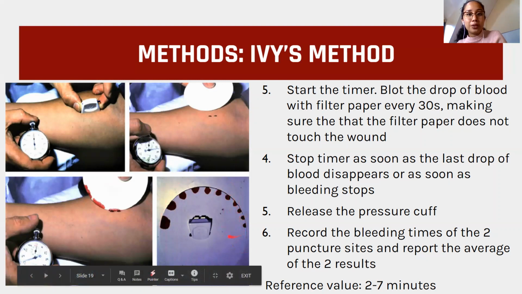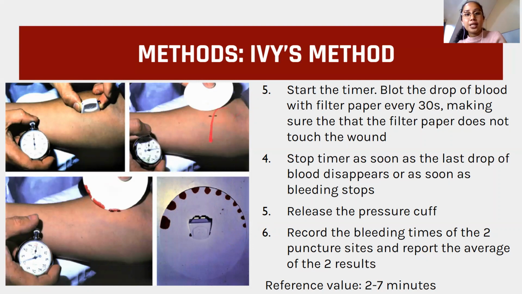So, record the bleeding times of the puncture sites and report the average. Since you punctured 2 sites, report the average. At what time did they stop bleeding? So again, for the Ivy's method, class, the reference time is 2 to 7 minutes.